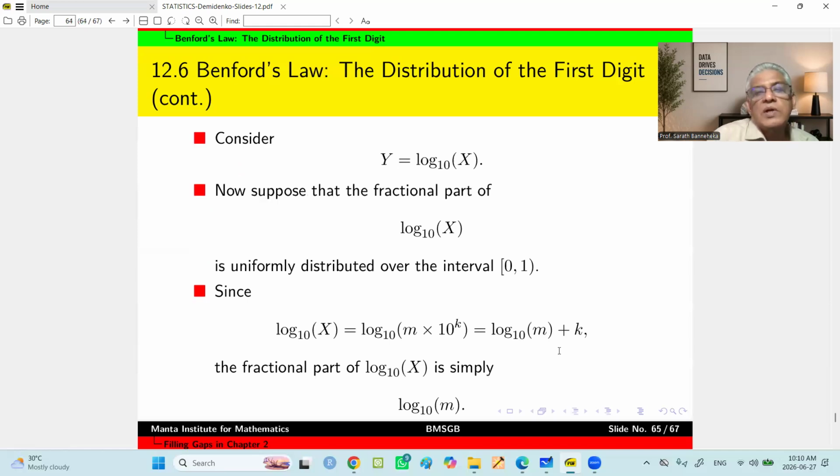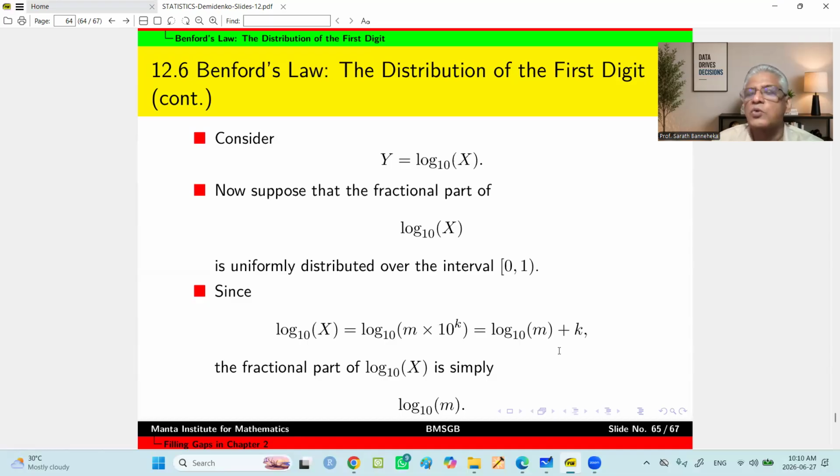Now let us consider the log with base 10 of this number x, which we wrote as m times 10 to the power k. Right? Let y be equal to log base 10 of x. Of course, we can consider this log because x is a positive number. When you write that down, usually it will have an integer part and a fractional part. If you consider the fractional part of log x, we are going to make an assumption there.